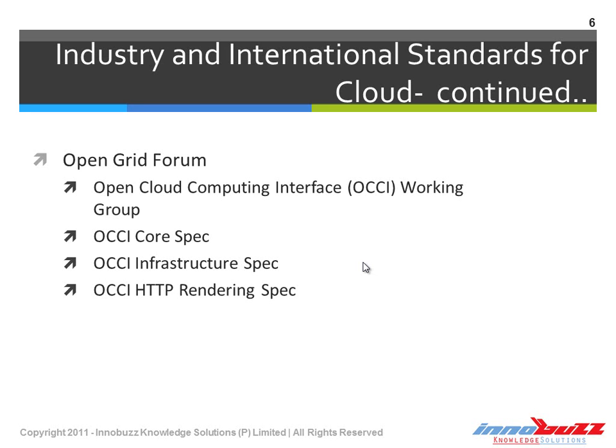OCCI specifications are a product of Open Grid Forum, and they have three parts: OCCI core spec, infrastructure spec, and HTTP rendering spec. The core spec indicates how exactly the core of the cloud needs to be designed, or what the mandatory things are that need to be considered. The infrastructure spec covers how the infrastructure needs to be designed, and the HTTP rendering spec says how the HTTP services are rendered from a cloud infrastructure.